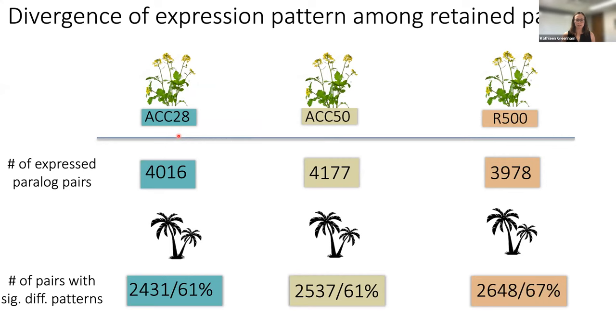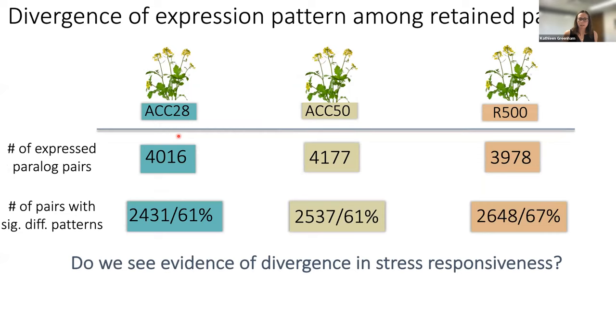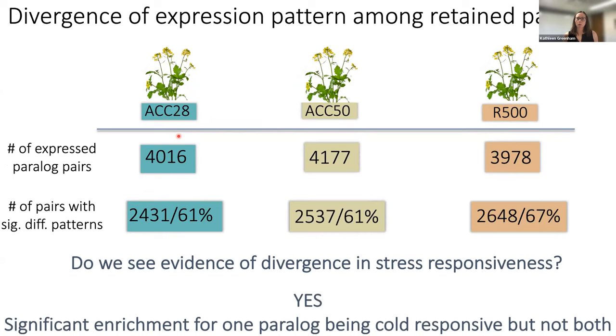So now if we look at their cold stress responsiveness, do we see evidence of divergence? So if we take our paralog pairs and we ask, is it more likely that one responds to cold or both in these different accessions? And what we find is for all 3 accessions, we see significant enrichment where one of the paralogs is responding to cold and not both, which is consistent with the divergence in expression, at least in terms of their responsiveness to cold stress. So this is something that we're really interested in following up on and testing some of these out to see if they are in fact conferring stress tolerance.